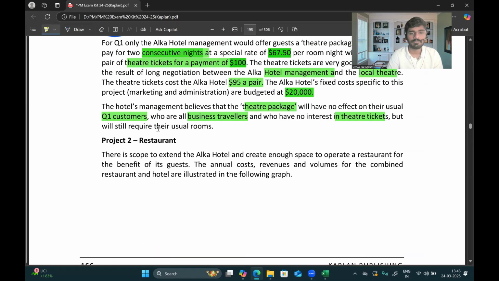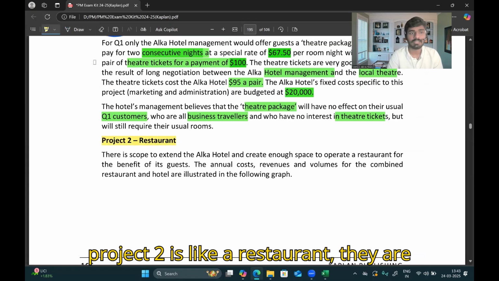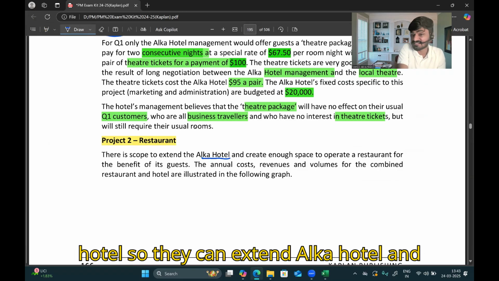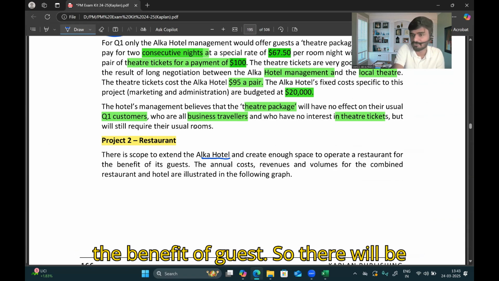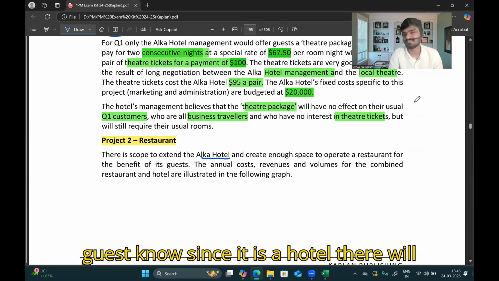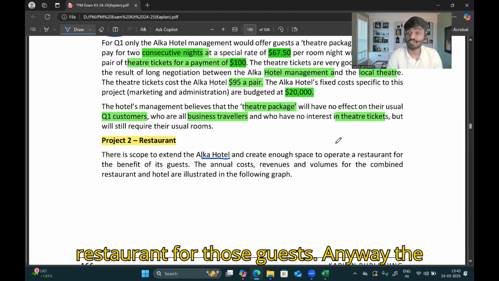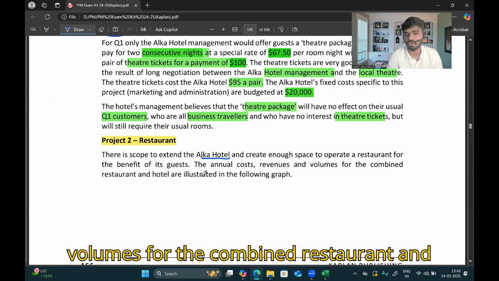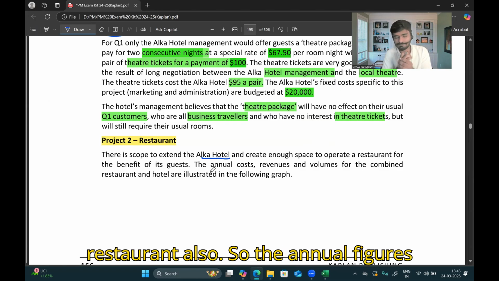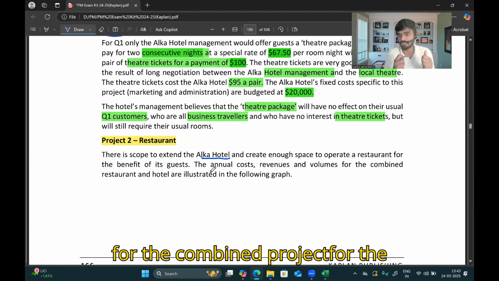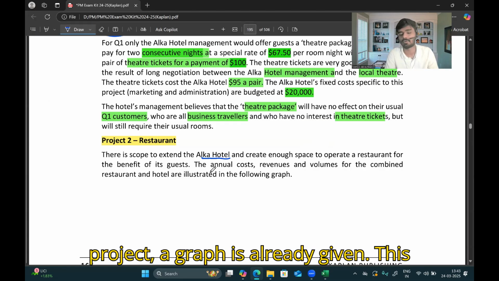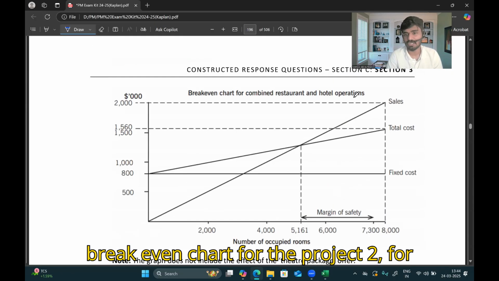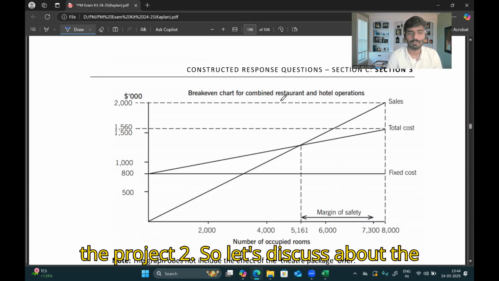So project 2 is like a restaurant. They're trying to build a restaurant in Alka Hotel, so there is a scope to extend the hotel and create space to operate a restaurant for the benefit of guests. Since it is a hotel, there will be guests. The annual costs, revenues and volumes are for the combined restaurant and hotel project. This is the break-even chart for project 2.